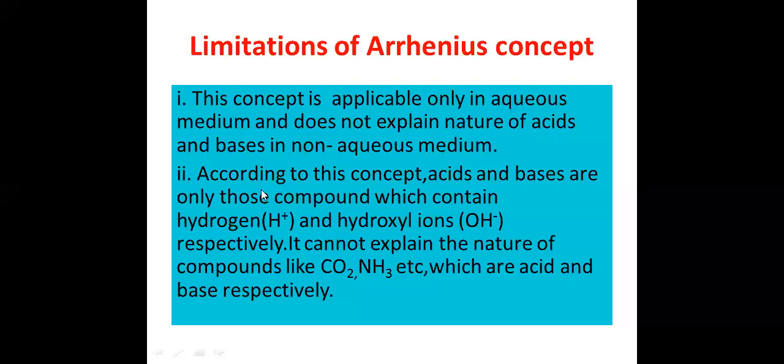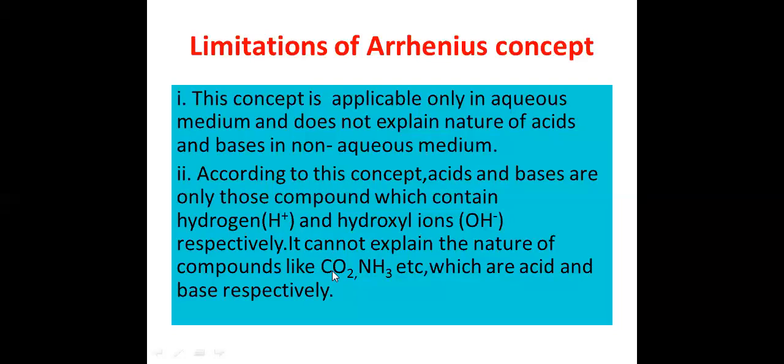Then the second drawback is that, according to this concept, acids and bases are only those compounds which contain hydrogen and hydroxyl ions. If they contain hydrogen ion, they will give hydrogen ion in aqueous solution, and if they contain hydroxyl ion, they will give hydroxyl ion in aqueous solution. So what about the other substances which do not have hydrogen and hydroxyl in their structure? Then why are they acids and bases?